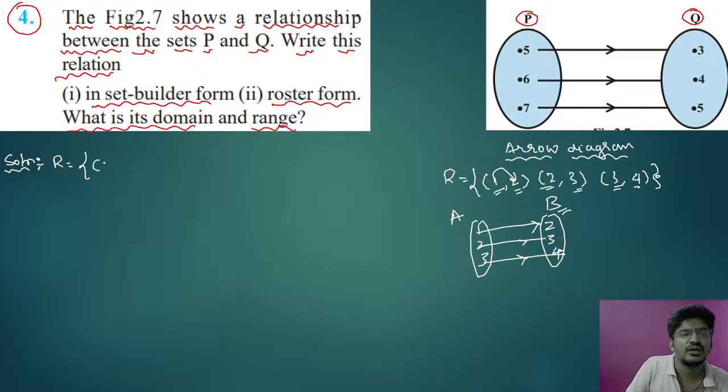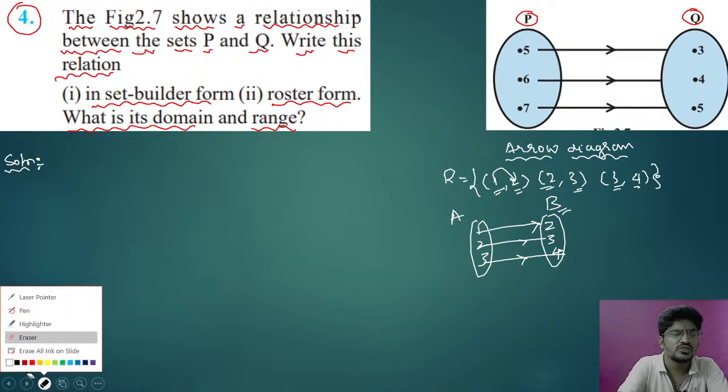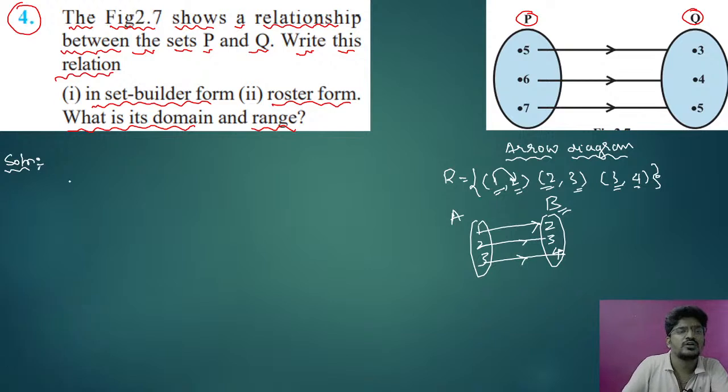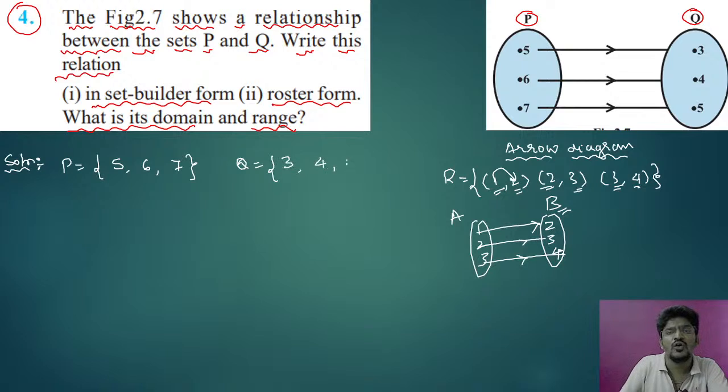So I will write P comma Q, small p and q, or you can write x comma y, no problem. Let us take only x comma y. And first we shall write the two sets. Before I write the relation, let us write two sets. What are the two sets? P and Q. So P is equal to the set of 5, 6, 7. Q is equal to the set of 3, 4, 5.